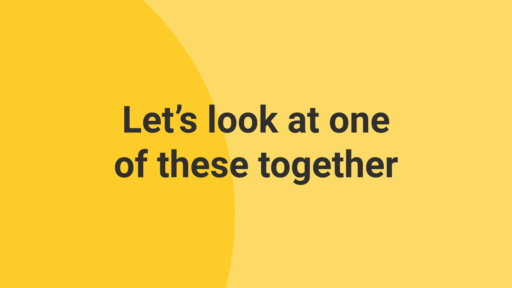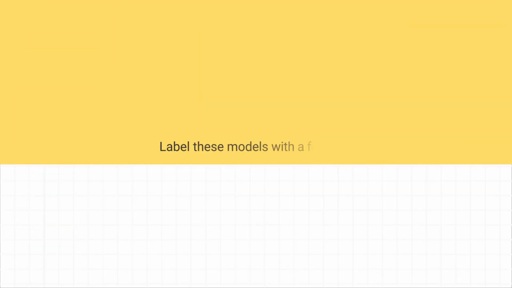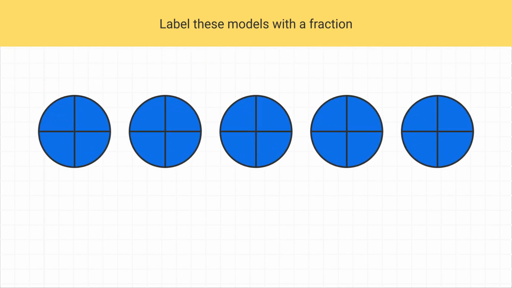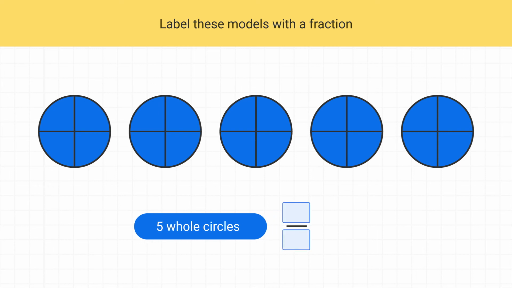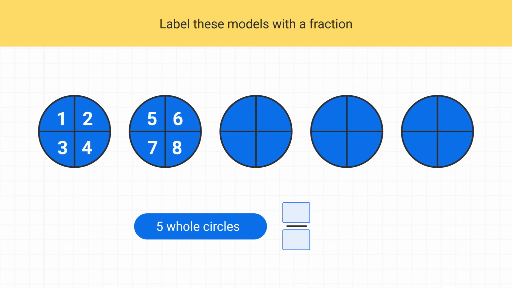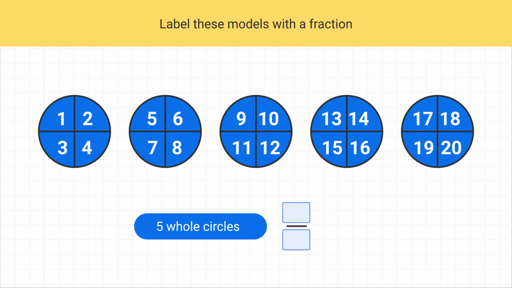Now let's look at another of these together. Let's label these models using a fraction. Well, to start, how many whole circles is this? There are 5 whole circles, but we're going to write this using a fraction. Well, first, count up the number of shaded pieces. How many shaded pieces are there in total? Well, there are 4, 8, 12, 16, 20 pieces in total. So the numerator of our fraction will be 20.